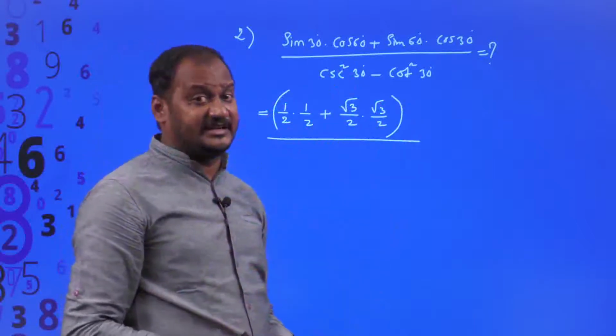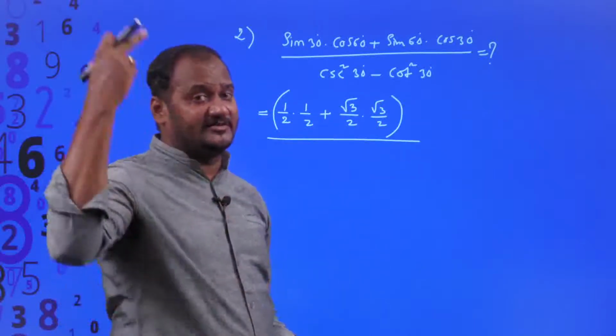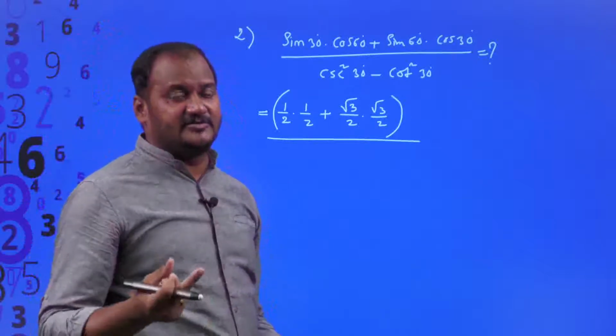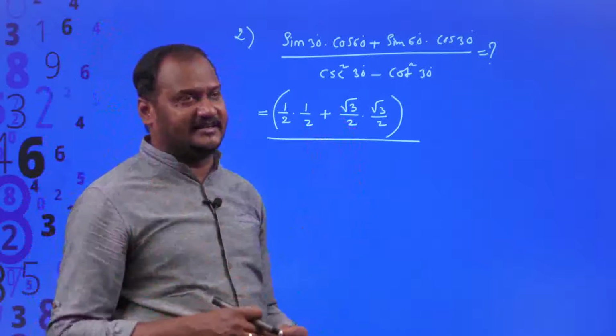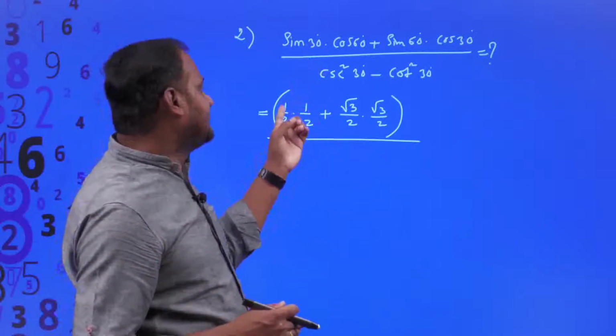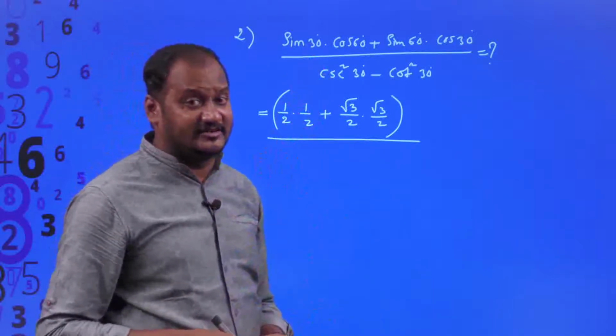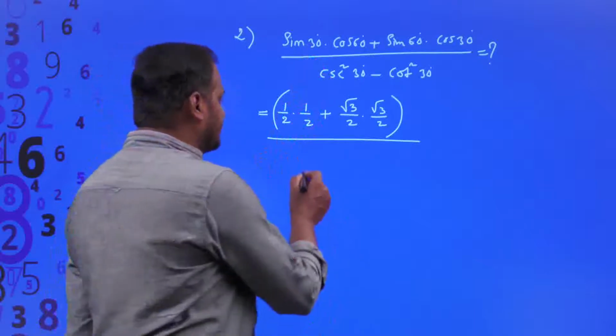The value of cosecant 30, if you do not remember, just think about the reciprocal of cosecant. The reciprocal of cosecant is equal to sine. So cosecant 30 is equal to 1 by sin 30. You know what sin 30 is? Sin 30 is equal to 1 by 2. So cosecant 30 is equal to 2 by 1, which is nothing but 2.